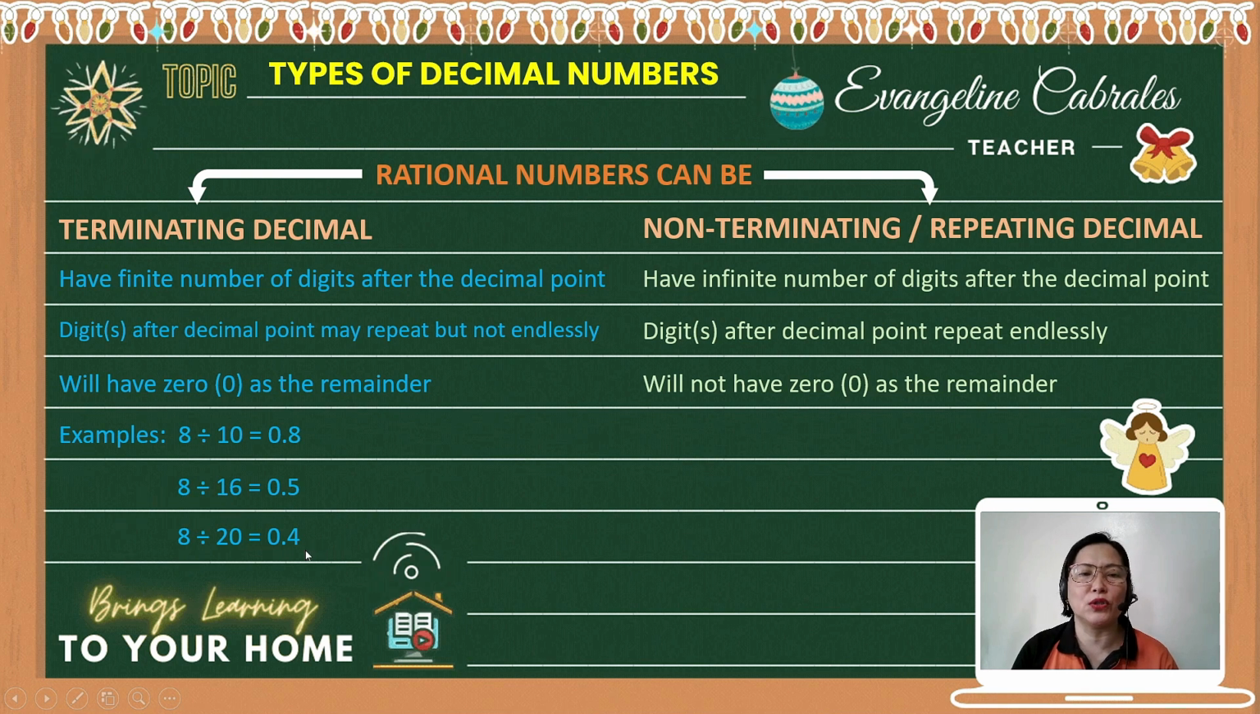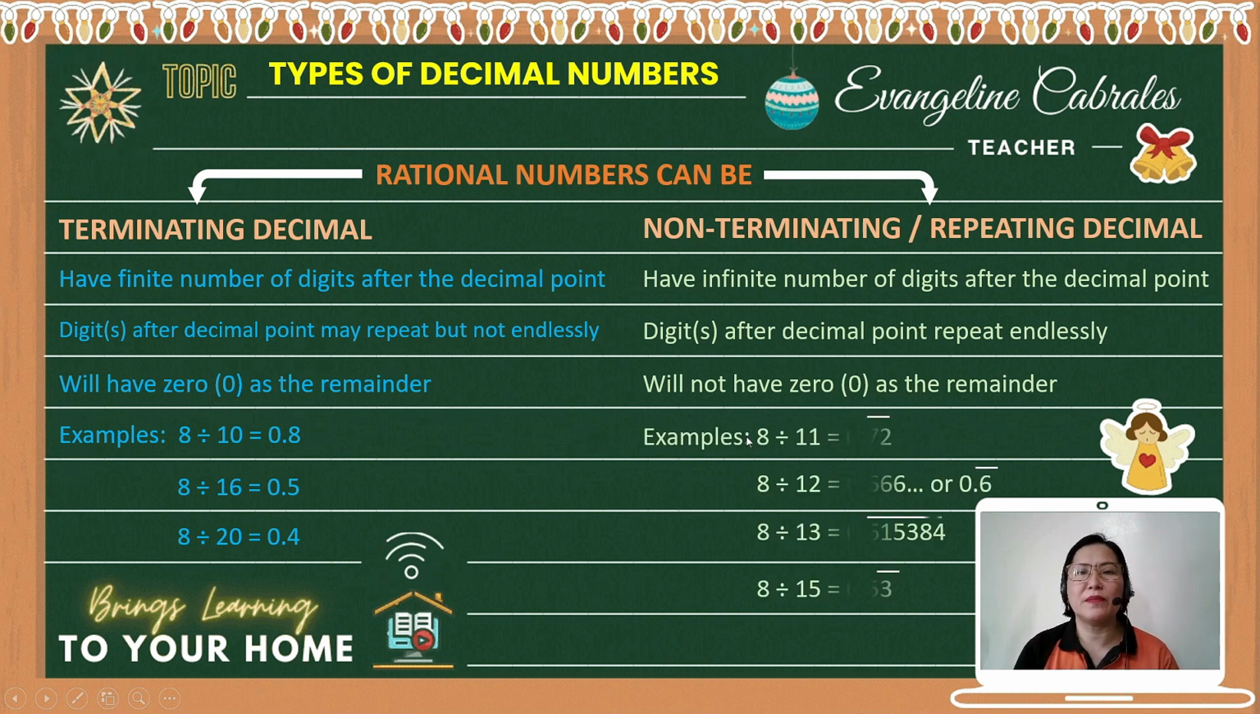Wala nang kasunod doon. So, itong 0.8, 0.5, and 0.4, sila ay terminating decimals. Kasi sila ay may finite number, sila ay natapos, at ang remainder nila ay 0. Okay? Ano naman ang example ng non-terminating or repeating decimal?